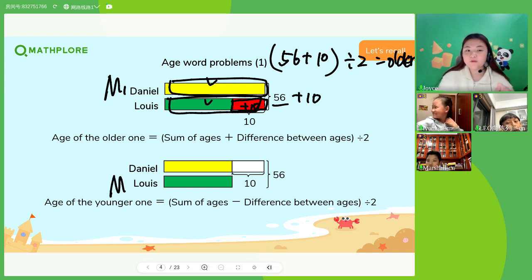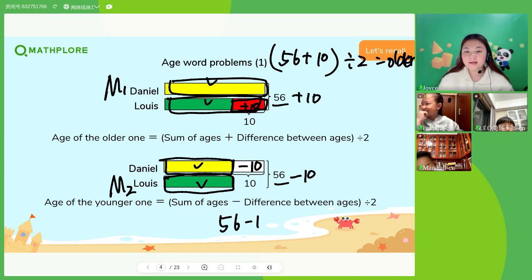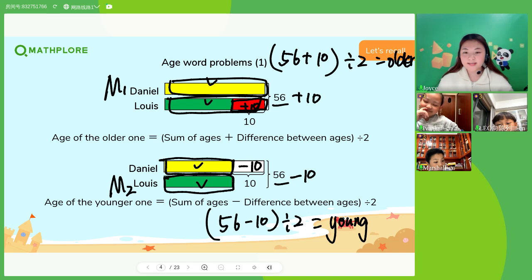The second way is, if you want to find the younger person, minus 10 for the older one, to make their segments represent the same. So you also have to minus 10 for the sum. We use 56 minus 10. Then we divide it by 2. That's how we find out the younger person's age. Is that clear? So this is the first part, when we only know the sum and difference, okay?